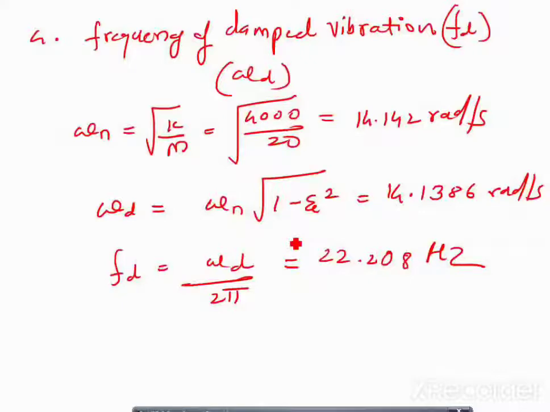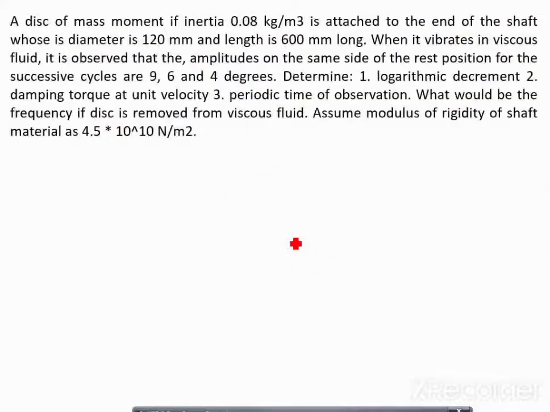Okay, next. Now one more problem, again a different type of problem we will solve. Next problem, so you can call this problem number 7. We have already solved 6 problems. A disc of mass moment of inertia 0.08 kg per meter cube is attached to the end of the shaft whose diameter is 120 mm and length is 600 mm long, right?